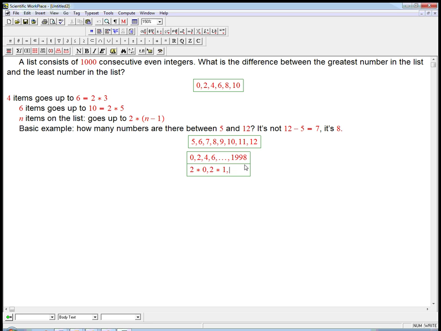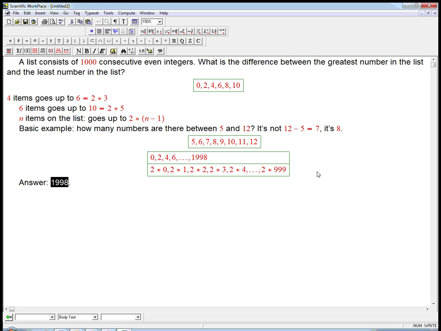This is another good way to analyze the problem. Any list of even integers, you can say, oh, it's 2 times something: 2 times 0, 2 times 1, 2 times 2, 2 times 3, 2 times 4, etc., up to 2 times 999. Is that 1,000 things? Yeah. If you started with 1 to 999, that would be 999. Because I started at 0, that's actually 1,000 items in the list. And so the biggest is 1998. And because I started at 0, the smallest is 0. So the answer is 1998.